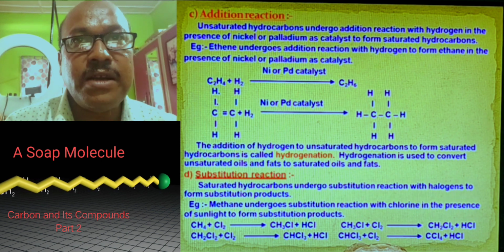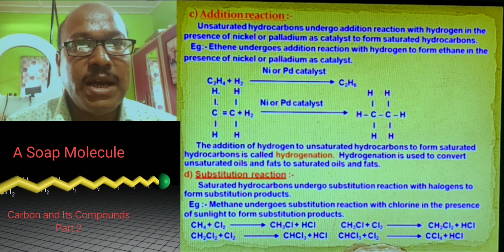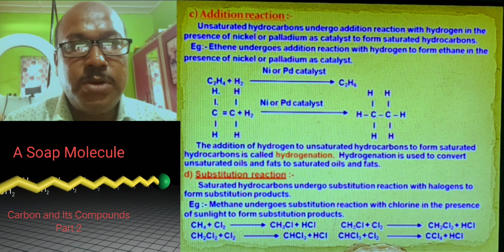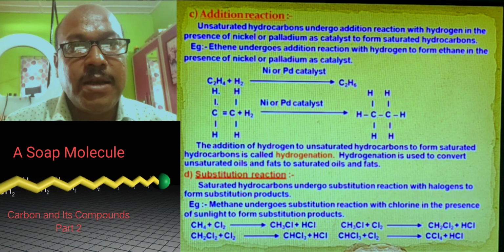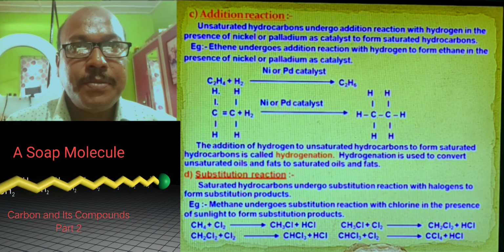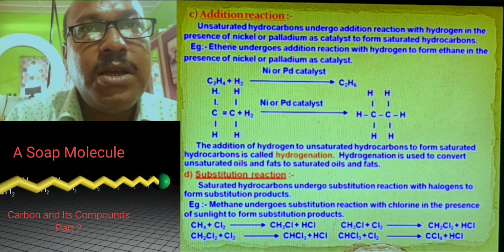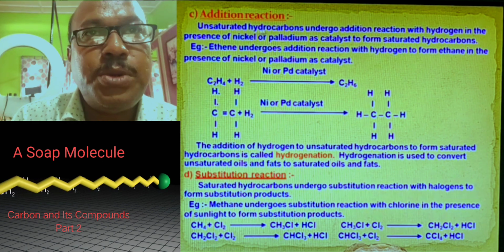Now, what is addition reaction? Addition reaction is a kind of combination reaction where you can add something to a compound. But in substitution reaction, you cannot add something directly. Before adding, you have to remove something from there. So let us understand it by taking examples. You can see first, addition reaction is possible only in case of unsaturated hydrocarbons.